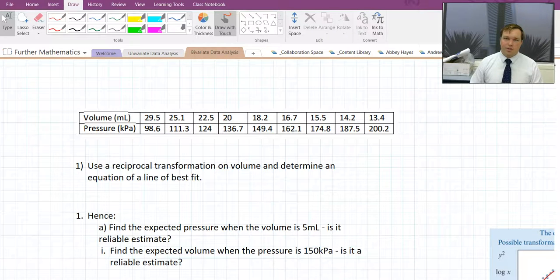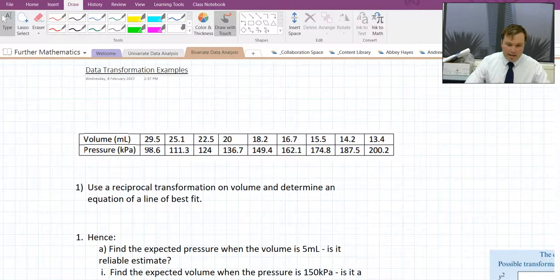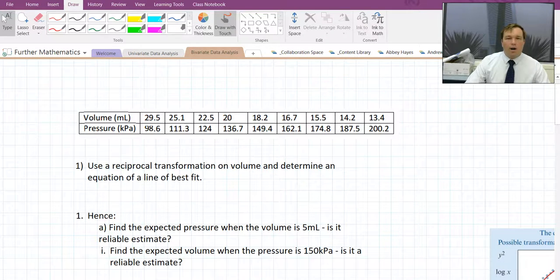Examples of data transformation. So hopefully you've watched the theory one already, and today we're going to go through two relatively long examples. Our first example is here. We're looking at pressure and volume. So some sort of gas problem, and our question tells us to use a reciprocal transformation on volume and determine the equation of the line of best fit.